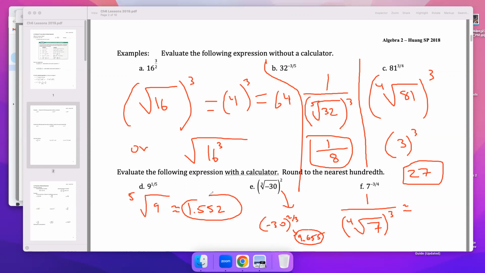And then lastly, we're doing the 4th root of 7 and then cubed. You could just type in 7 raised to negative 3/4. You can just type that in, or you can do the radical and then cube afterwards. We should get 0.232 for that one. Again, not terribly exciting problems, but just a good skill to have.